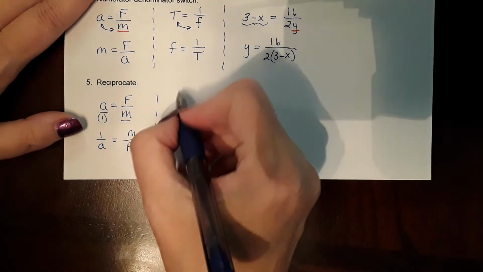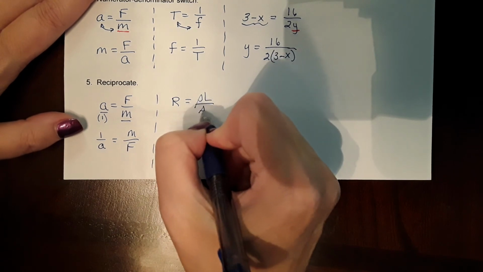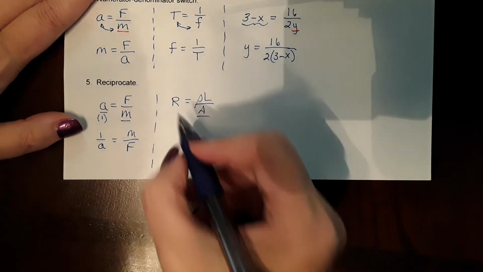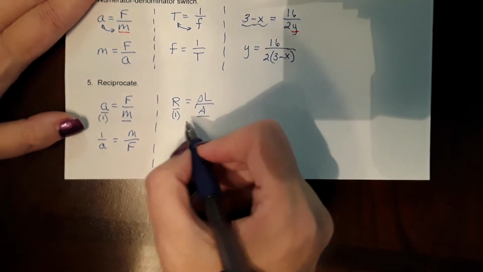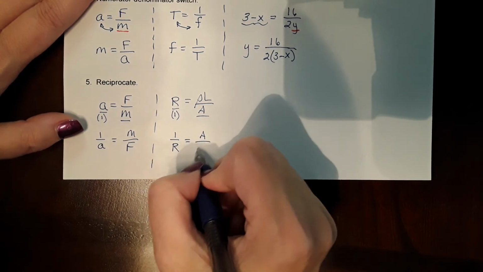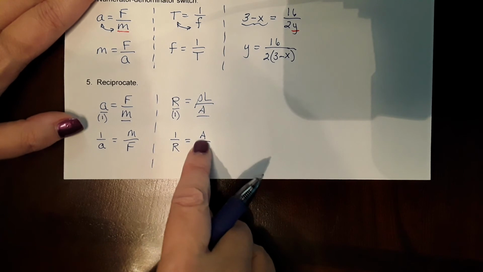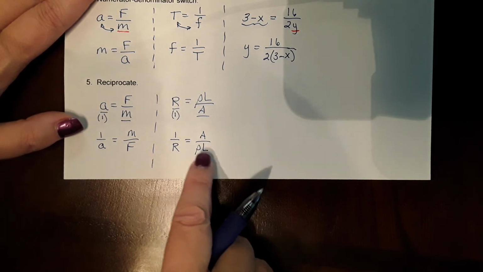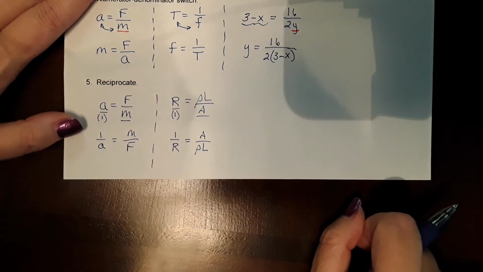All right, let's look at this one again. I used it a moment ago. Rho L over A, and we want to solve for the A. Think of the R as being over 1. So now reciprocate both sides. We get 1 over R equals A over rho L. Okay, and now if you wanted to solve for the A or to isolate it, since you're dividing by the rho L, you would multiply the rho L on the other side.